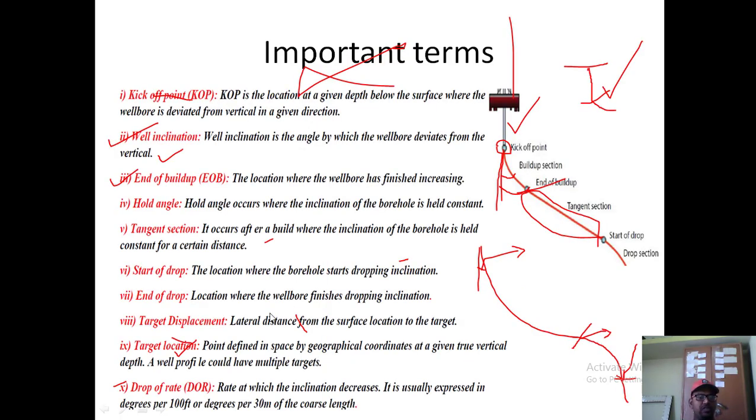So we are discussing the drop off point. If we define the drop off rate, it is nothing but the rate at which the inclination decreases, and it is usually expressed in degrees per 100 feet. I hope you understood this one.